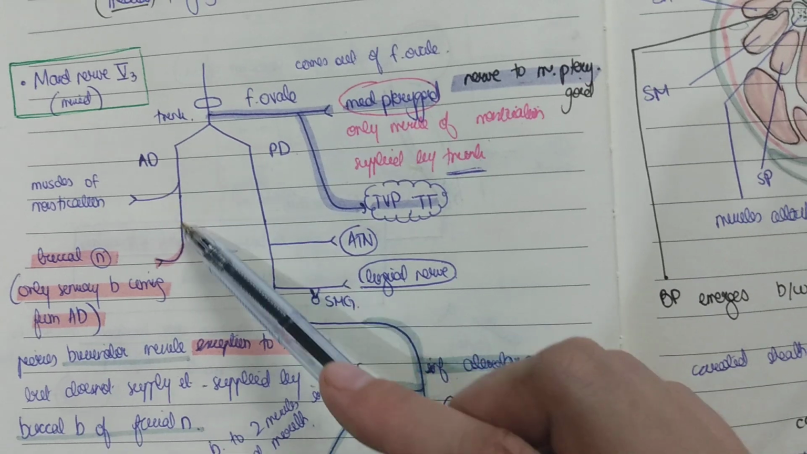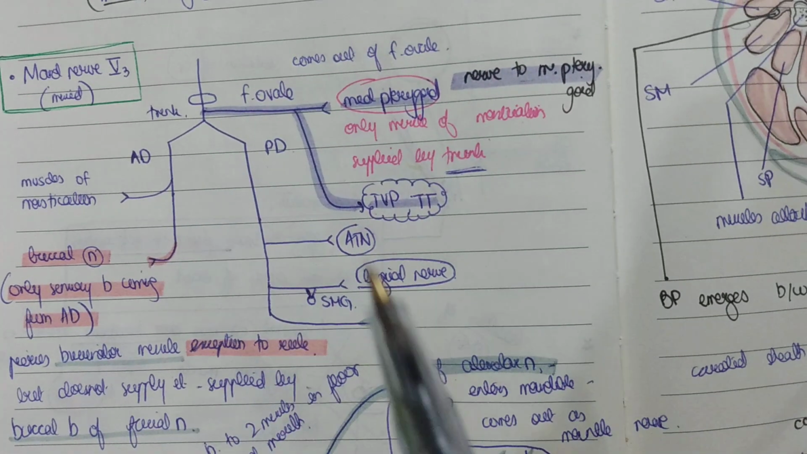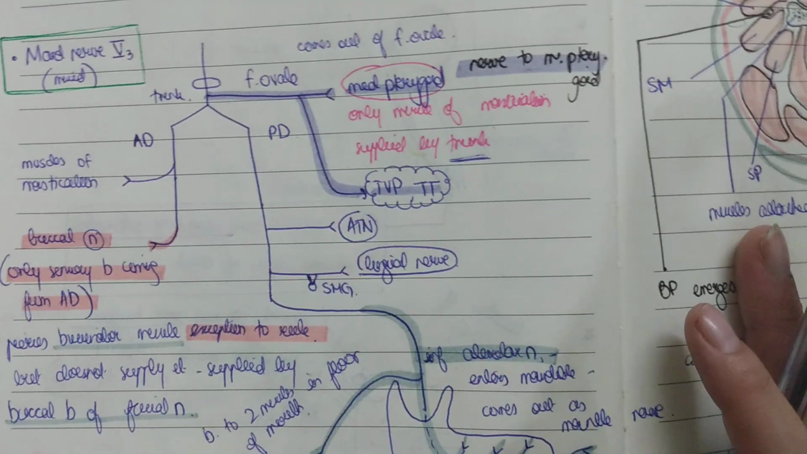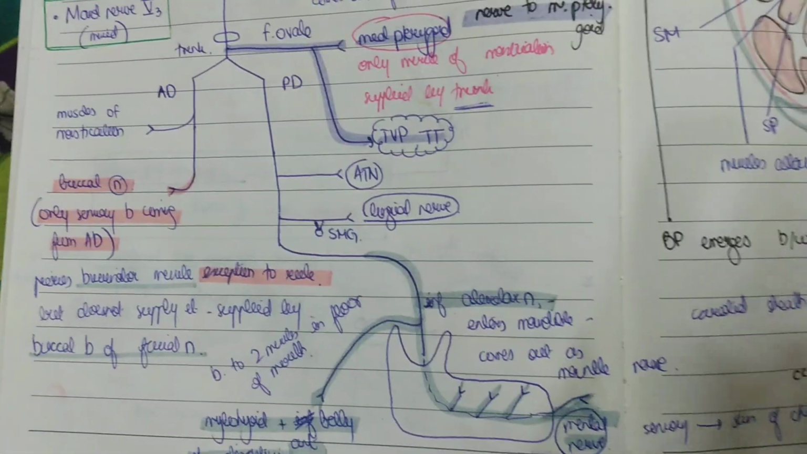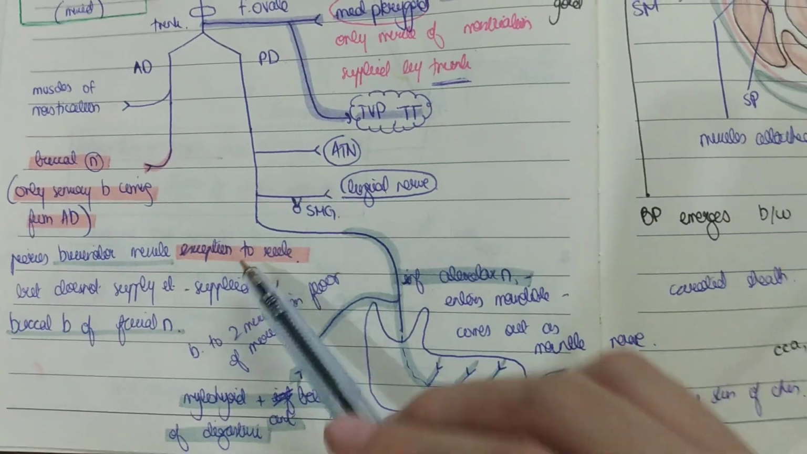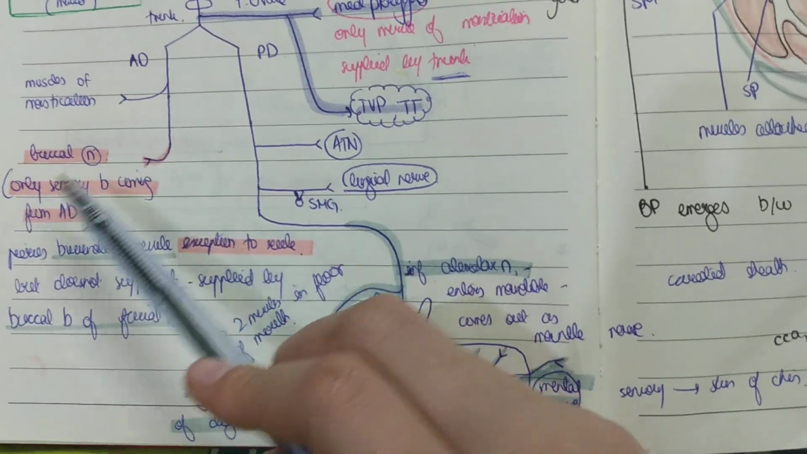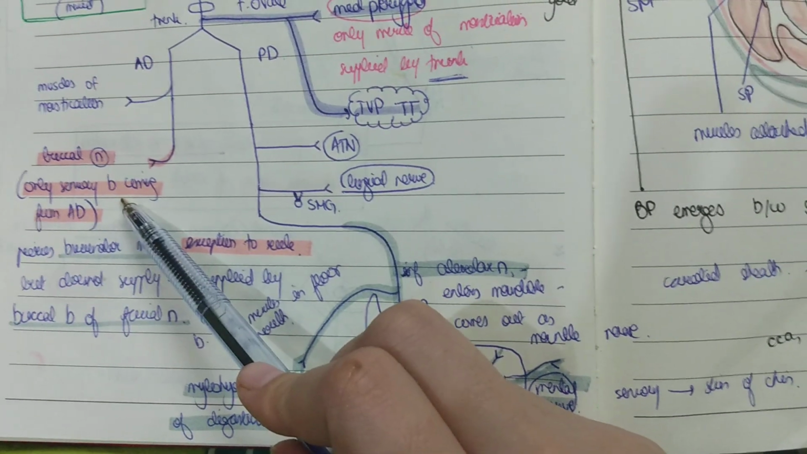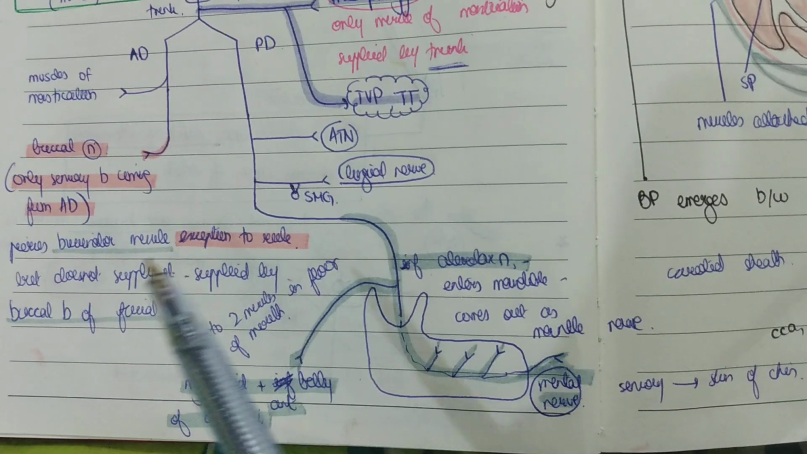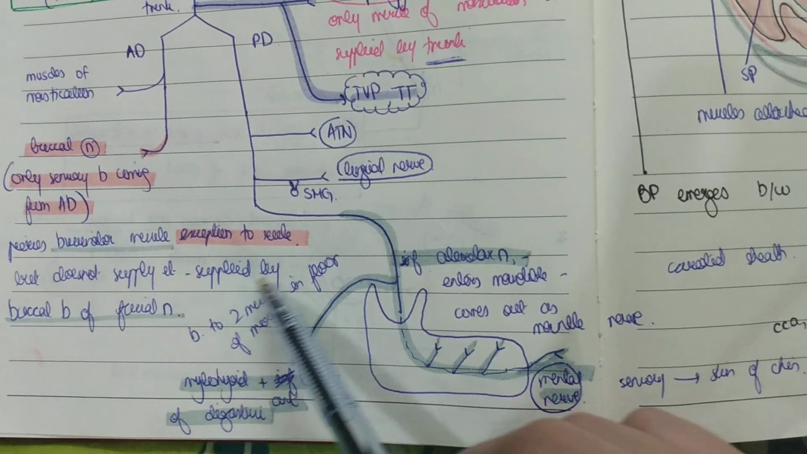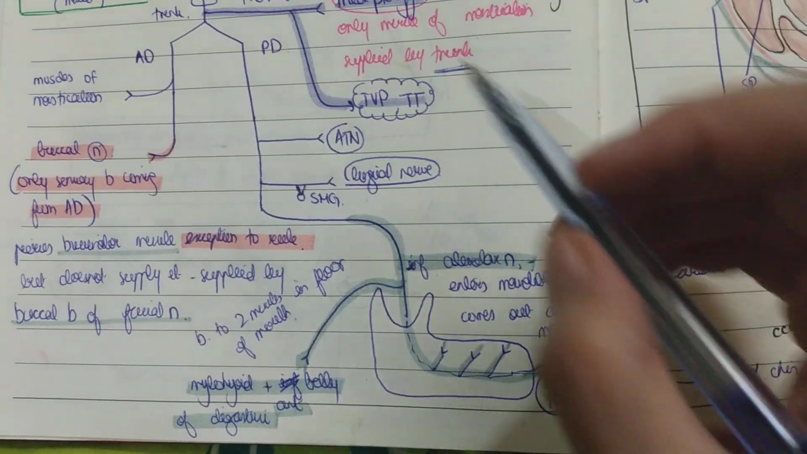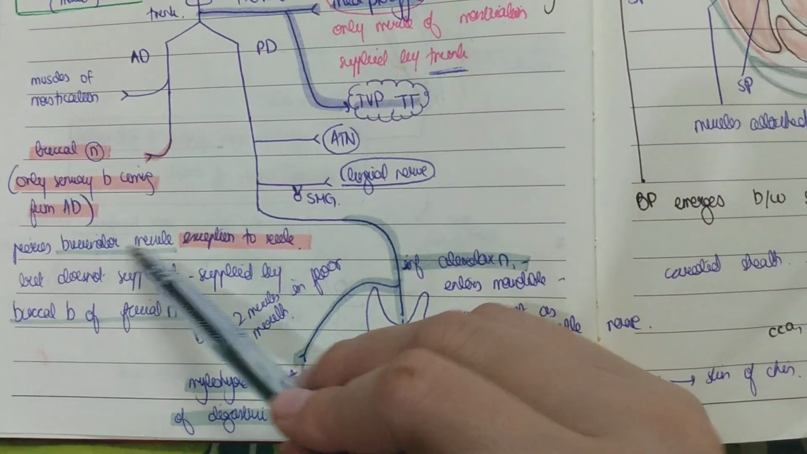Then this anterior division also gives one other branch, which is an exclusively sensory branch, which is known as the buccal nerve. As the name implies, one can think, okay, this is the buccal nerve and this also pierces the buccinator muscle, so this should supply the buccinator muscle, but no. This is the only sensory branch coming from the anterior division, and even though it passes through the buccinator muscle, it only supplies the buccal mucosa. Okay, it is not supplying the buccinator muscle.